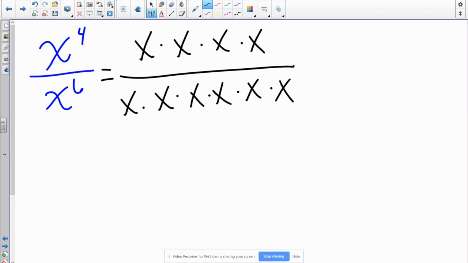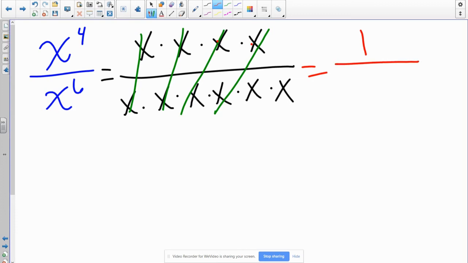We're still going to pair them up and get 1s. So x divided by x is 1, x divided by x is 1, x divided by x is 1, and x divided by x is 1. But notice the x's are now on the bottom. So if I look at my numerator, I have 1 times 1 times 1 times 1. That equals 1. And in the denominator, well, these became 1s, so we just have 2 x's left in the bottom. So that's one way to look at it.